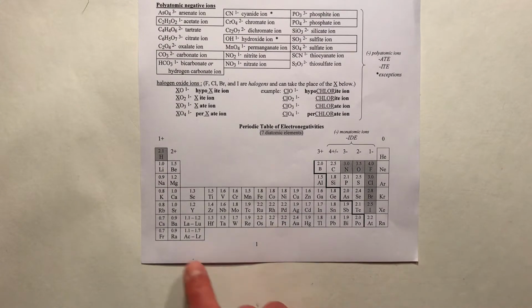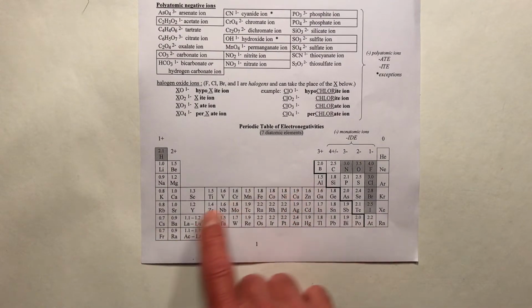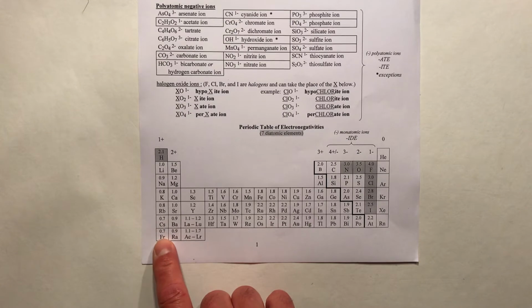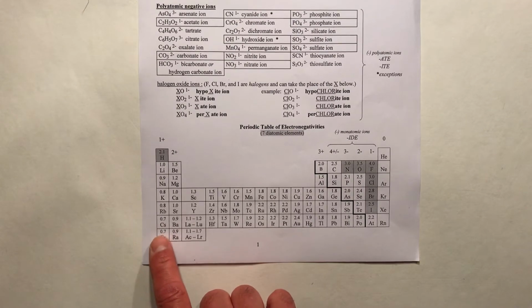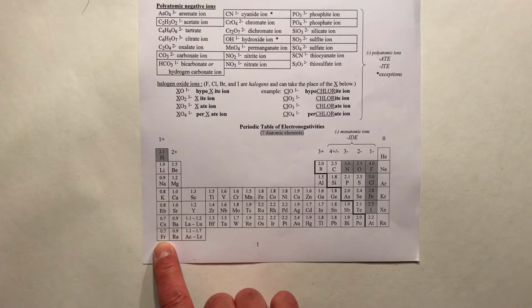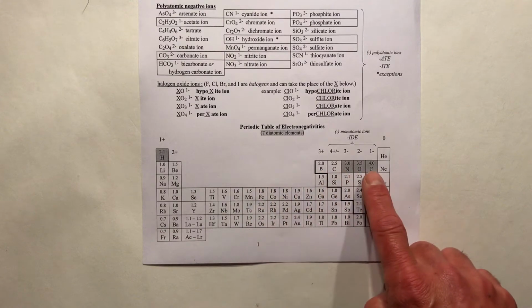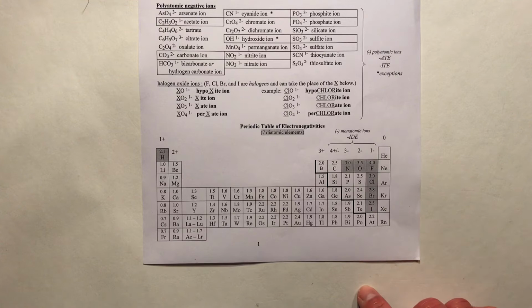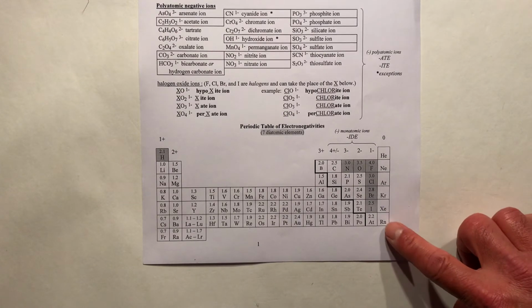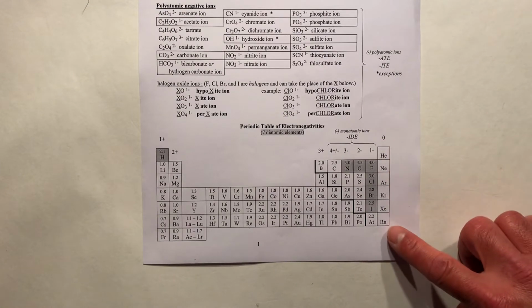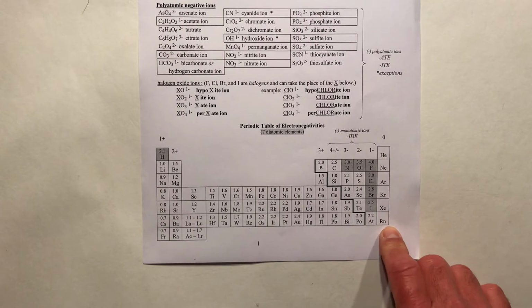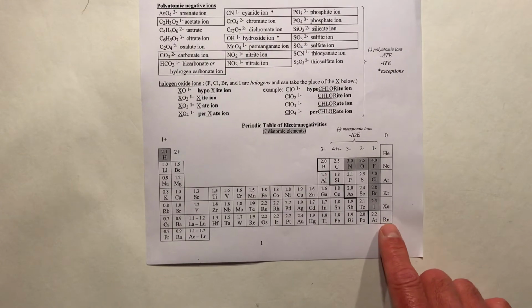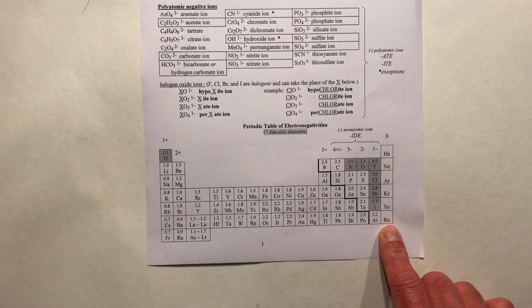Now you can see that the elements down in the lower left here have the lowest electronegativities. Notice that Fr is 0.7. And the elements over here in the upper right have the biggest electronegativities. Notice that F is 4.0. Now you might say, well, what about these noble gases? They don't have an electronegativity value. Well, that's because electronegativity isn't really applied to noble gases since they don't typically bond.